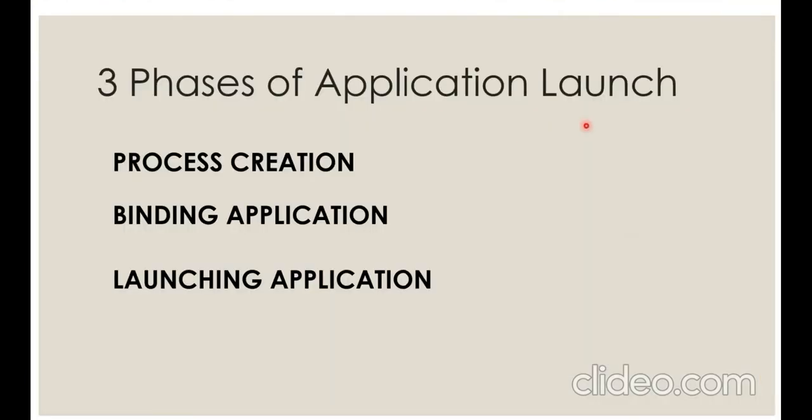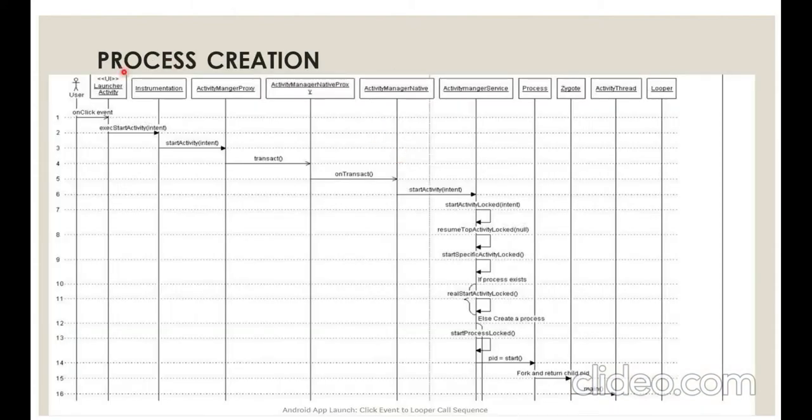Application launch has three steps. The first one is process creation, the second is binding the application, and the third is launching the application. I will go through each of these in detail. First is process creation. When I'm launching my application for the first time, we all know our Android apps run in their own process, right? So a process has to be created for my app to run. That process creation happens in this particular step.